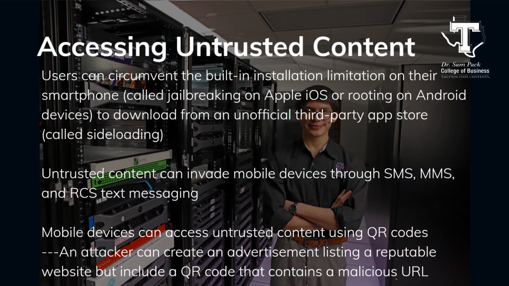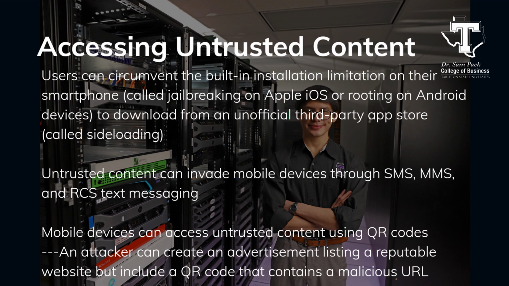Having examined the vulnerabilities associated with connecting mobile devices to networks, it's essential to consider another significant threat: accessing untrusted content. Users might bypass their smartphone's built-in installation limitations, known as jailbreaking on Apple iOS or rooting on Android devices, to download apps from unofficial third-party app stores, a process called sideloading. This can expose devices to unverified and potentially harmful applications.